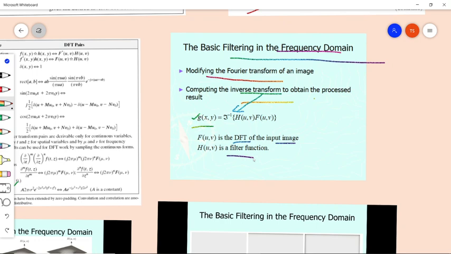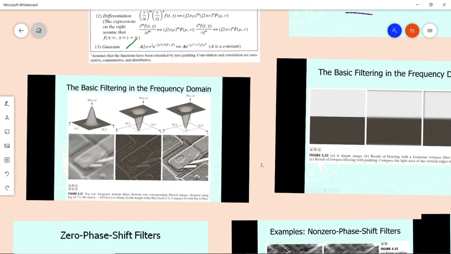So whenever we represent H, it is the filter function. Whenever it is a capital F, this is the discrete Fourier transform. Whenever we represent I, it is an imaginary part. Whenever we represent R, it is a real part. Whenever we represent small f, it is the original image. Then for basic filtering, I'll now show you examples and applications.